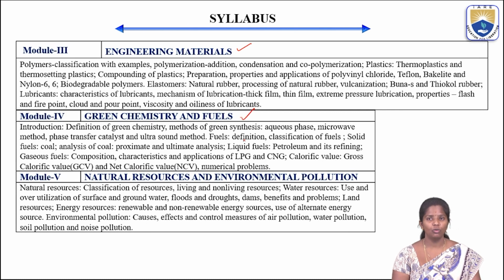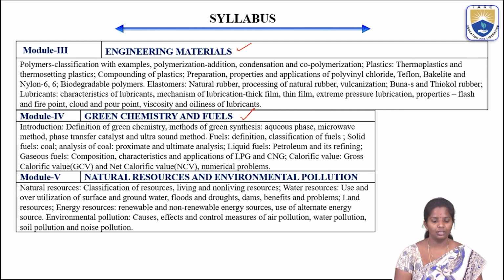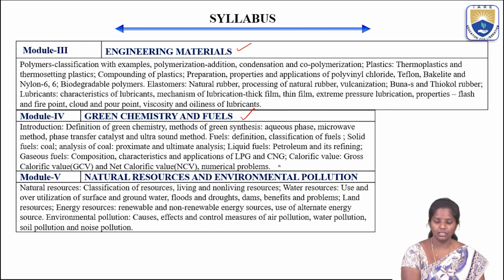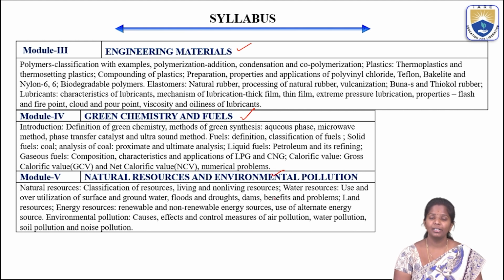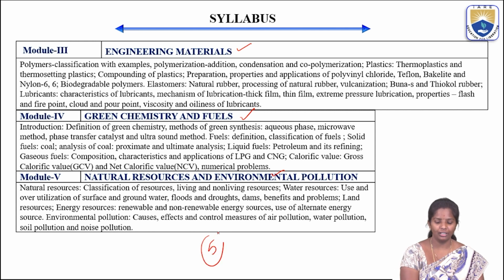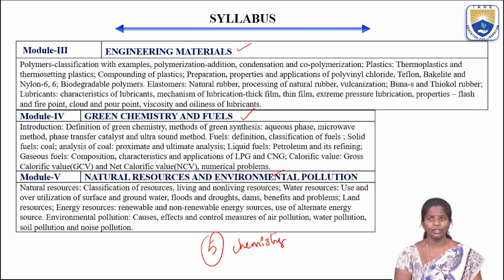Then Module 4 is green chemistry and fuels, which describes green chemistry and synthesis, and the classification of fuels. Module 5 is natural resources and environmental pollution, which gives a classification of resources, living and non-living resources, the benefits, and non-renewable and renewable energy sources. So these are the 5 modules we have in chemistry that are taught for BTech freshers. We have already seen the CO-PO mapping for Module 1, so let us go into details of the mapping for Modules 2 and 3.